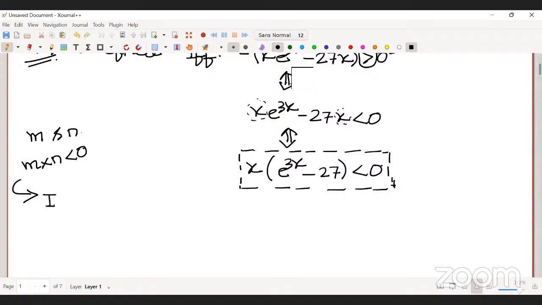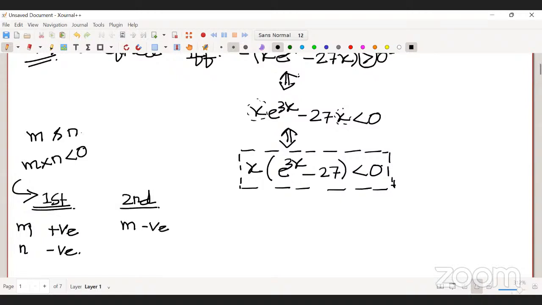So the first case is m is positive and n is negative. And the second case is m negative, n positive. M negative and n is positive. And so similarly, we have two things here.